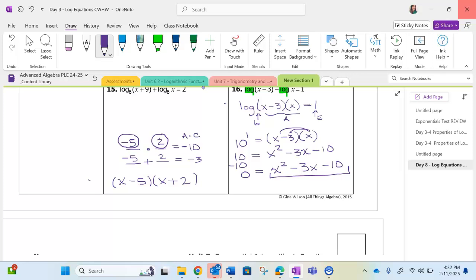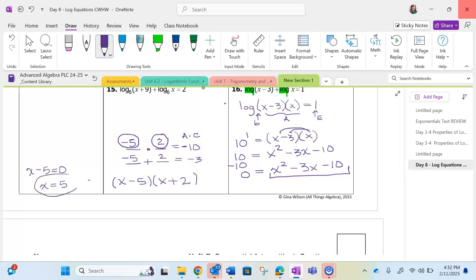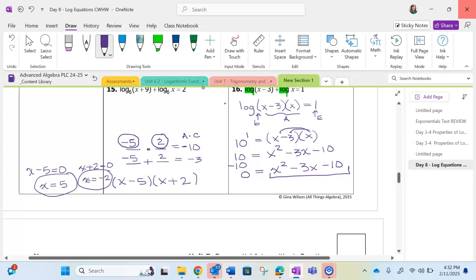Or, if you can tell me in 2 seconds what the answer is, some of you can do that. You can do that too. So x minus 5 equals 0. I get x equals 5. There's one of them. Then I'm going to put x plus 2 equals 0. I know x is equal to negative 2. There's my other answer. Okay, those are my two answers.